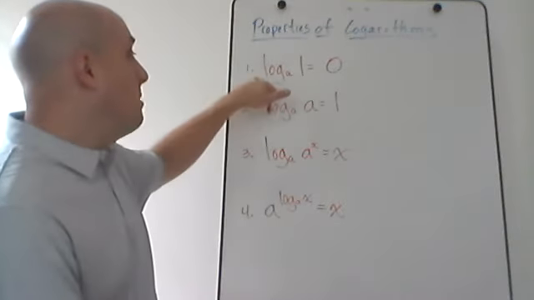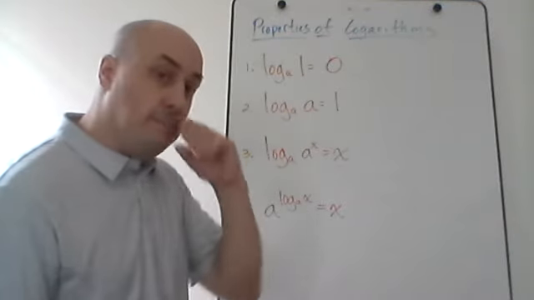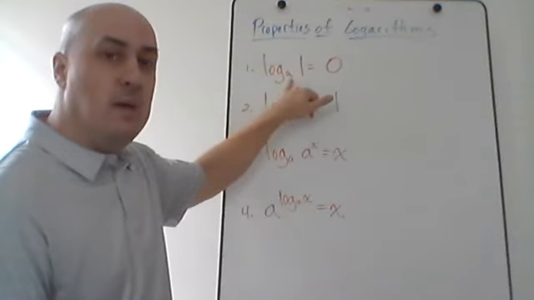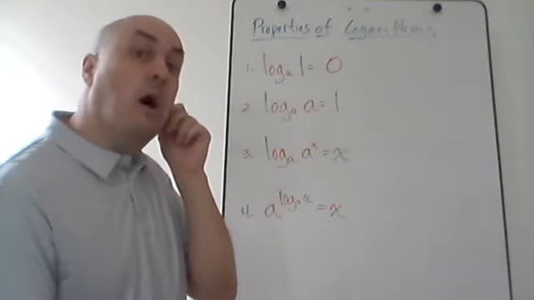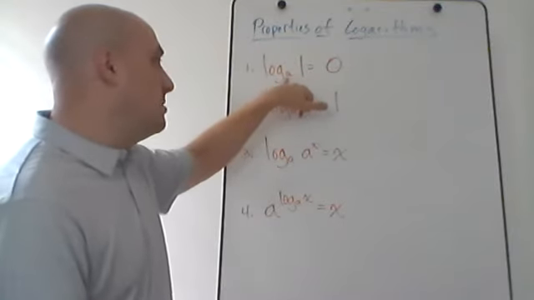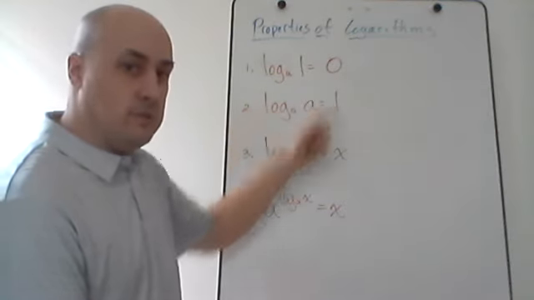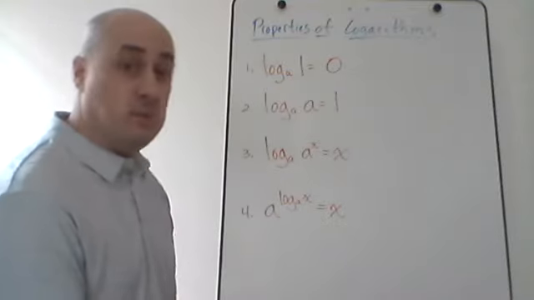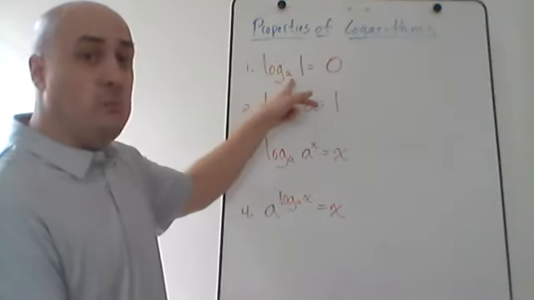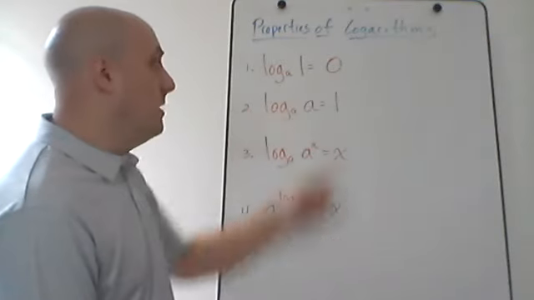So the first one we have here, log base a of 1 equals 0, right? Remember, when you have a logarithm, the base of your logarithm has to be some positive number other than 1, right? So log base a of 1, what this is saying is no matter what that base is, if the number here is a 1, it's always going to equal 0, right? Log base 7 of 1 equals 0. Log base 0.5 of 1 equals 0, right? Whatever that base is, if this is a 1, it equals 0.